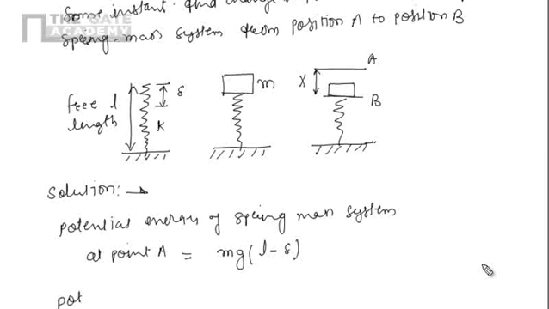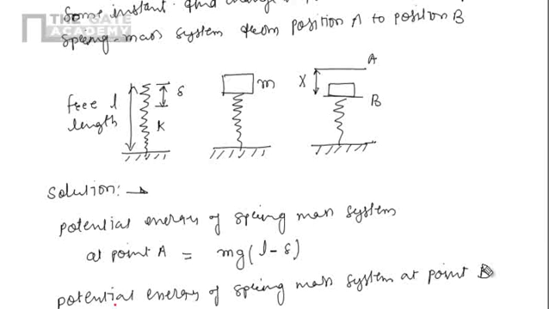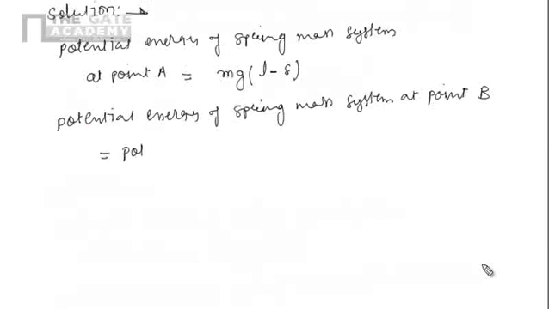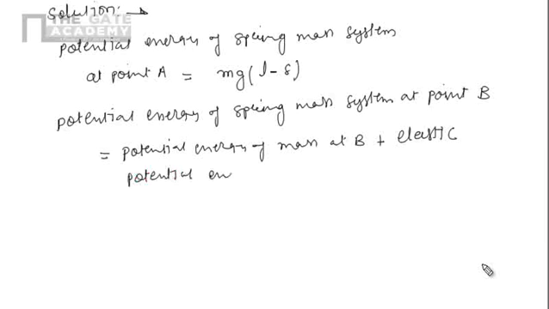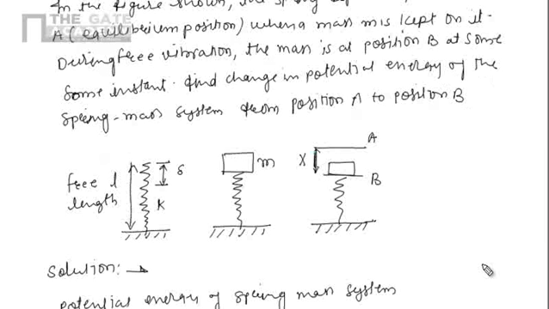Similarly, the potential energy of the spring mass system at point B will be the potential energy of the mass at B plus the elastic potential energy of the spring at B. So the potential energy of the mass at B will be, we are further going a distance x, so we have to subtract delta plus x from L.